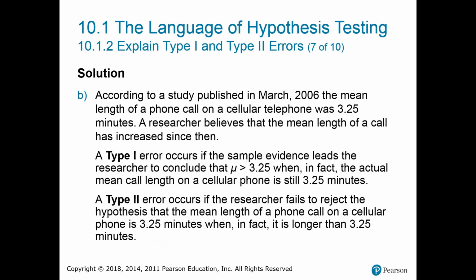Looking at B with the mean length of a phone call of 3.25 minutes, the researcher believes the length of a call has increased since then. A type 1 error occurs if the sample evidence leads the researcher to conclude that the mean is greater than 3.25 when in fact the actual mean call length on the cellular phone is still 3.25 minutes. A type 2 error occurs if the researcher fails to reject the hypothesis that the mean length of a phone call on a cellular phone is 3.25 minutes when in fact it is longer than 3.25 minutes.